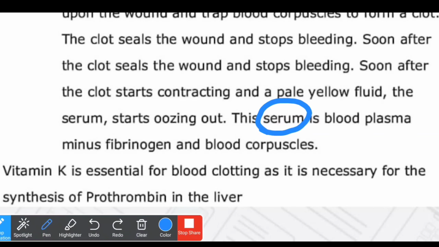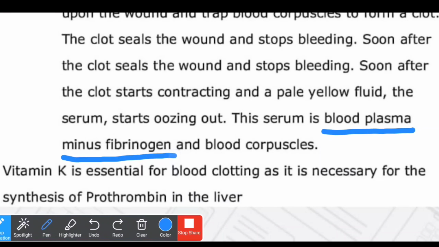What is serum? Serum is basically blood plasma minus fibrinogen and the blood corpuscles. So ultimately, plasma minus fibrinogen is equal to serum, or rather plasma will be equal to serum plus fibrinogen, the first factor in blood clotting.